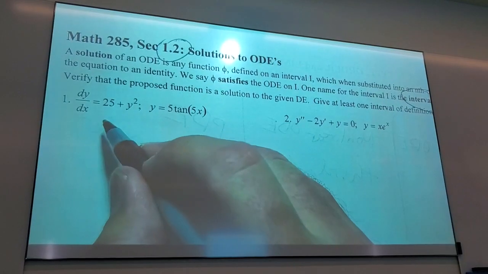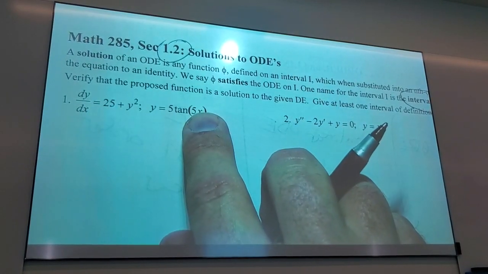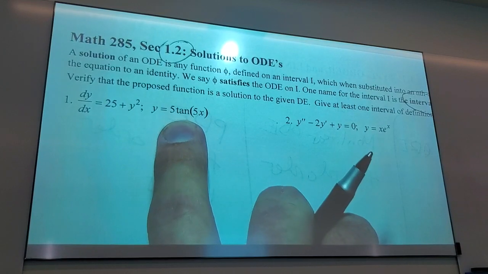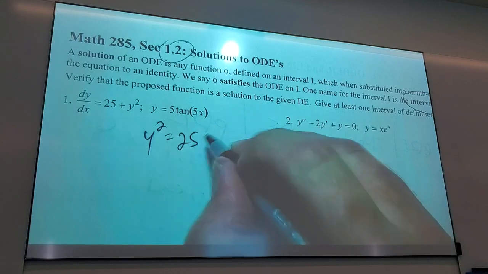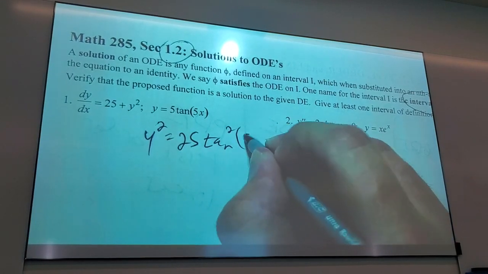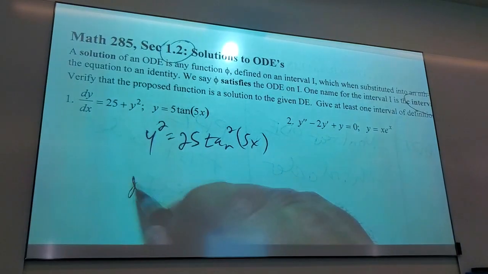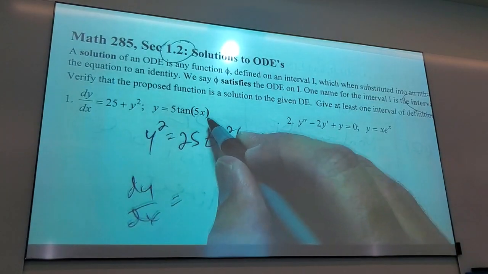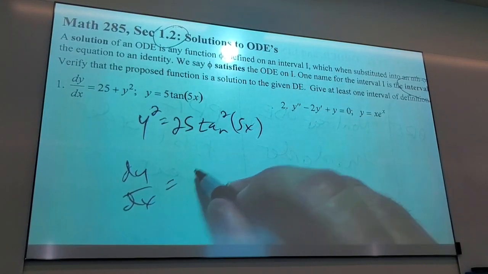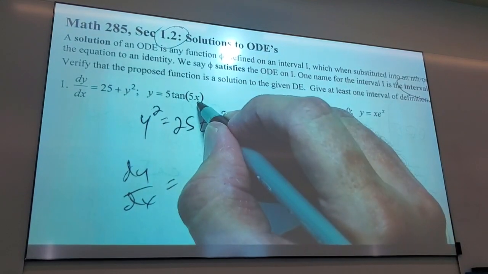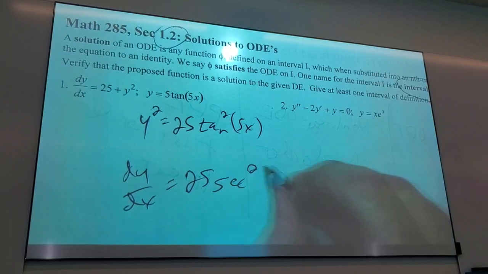So for example, this guy. Can you guys see if you plug this in, it'll work? What's y squared? 25 tan squared, right? That's y squared. Yes? And what's the derivative of y with respect to x? So what happens? It'd be 5 times secant squared 5x times chain rule 5. So it'd be 25 secant squared, yes?